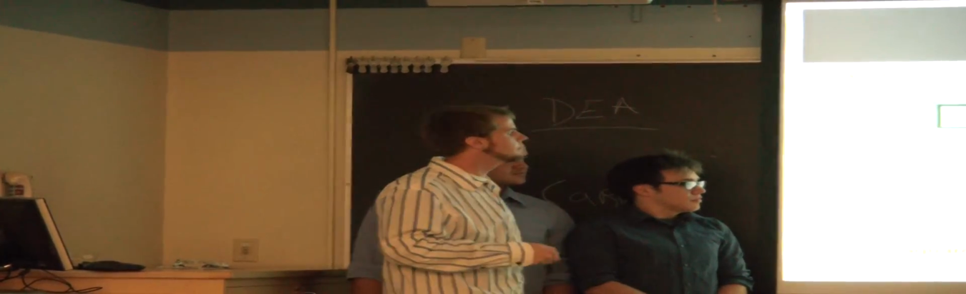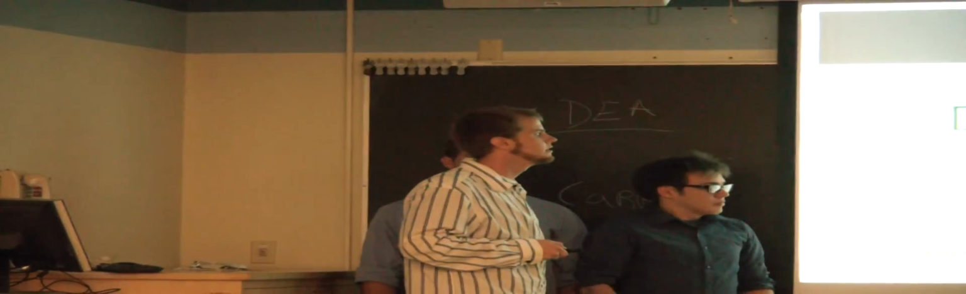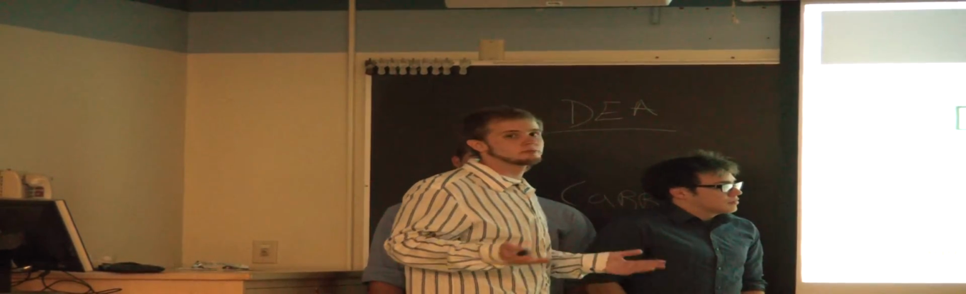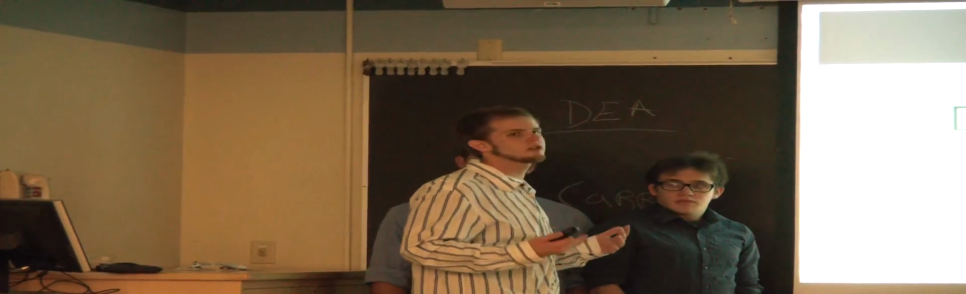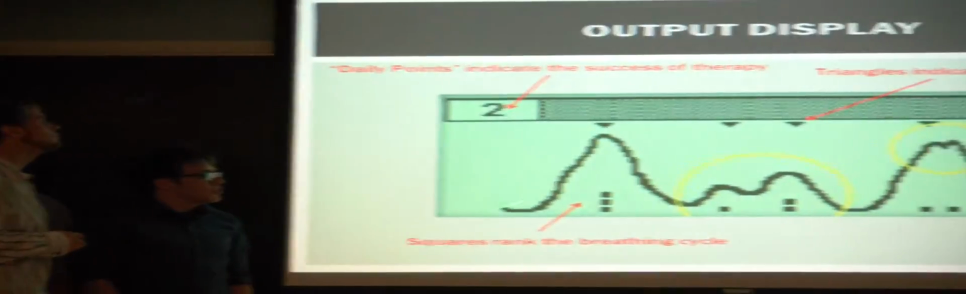Which basically comes out to a graph like this, very repetitive. And then they also have shorter periods. While as you take a deep breath and you're calm, you end up with these longer, more smooth peaks.